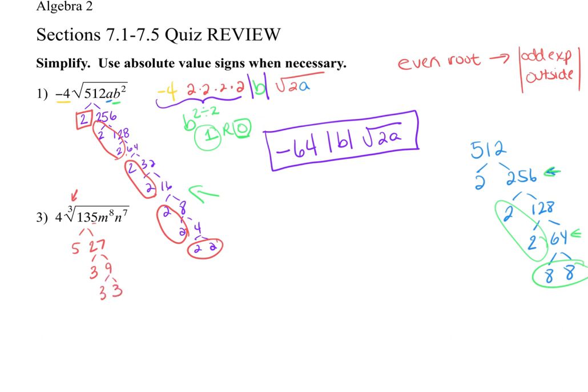All right. So now I'm looking for groups of 3. This comes in a group of 3. I already have a 4 on the outside. So I have a 4 on the outside. I now have a 3 on the outside. And for my numbers, I know that 5 is going to stay on the inside.